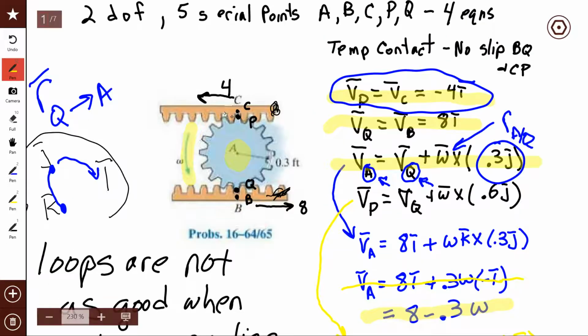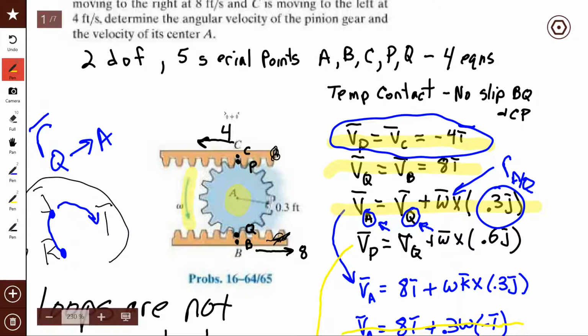Here's what I would do. I'd count the degree of freedom. Did it change? No. I'd count the number of special points. Did it change? No. How many equations am I going to have? 4. I'm going to write the same equations I wrote before. What's going to change here? Instead of VP equals VC, what am I going to write? AP equals AC, right?